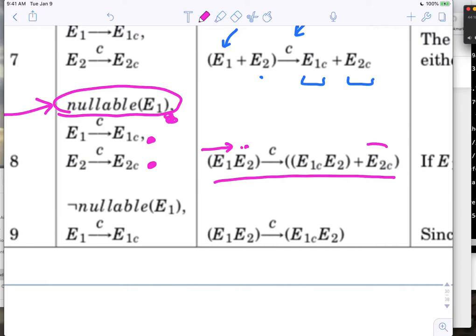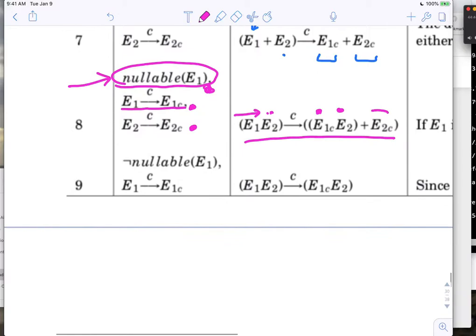But even if E1 is nullable, there could be non-nullable, non-epsilon thingies inside E1, so you have to consider that case also. Suppose E1 itself, ignoring its epsilon case, has a derivation on C to E1C. Then you are eating one character, keeping the E1C and then E2. There are two cases like that. And this is kind of easy. If E1 is not nullable, then what? Then you have to pursue and hope that E1 will itself yield.